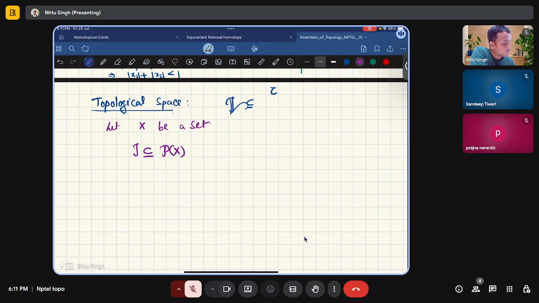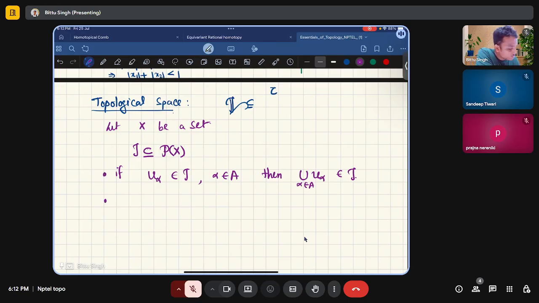So we know that if U alpha belongs to tau, where alpha is in a class, then their arbitrary union, the union of U alpha over alpha belonging to A, should also belong to tau. So it is similar to the property that an arbitrary union of open sets is open.